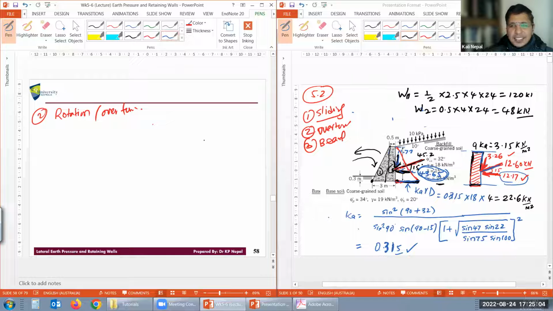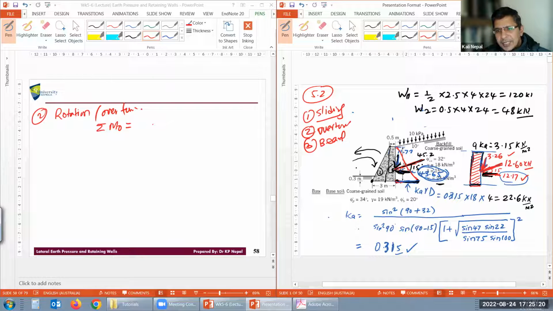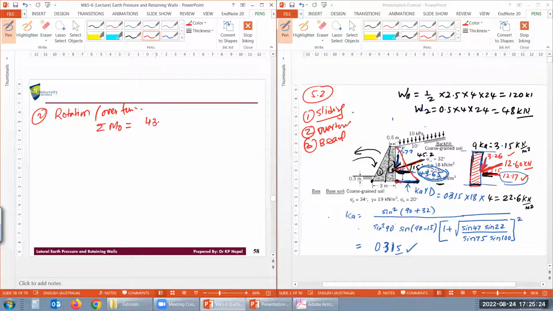Now let's start from this one, overturning moment. Okay, so M_O, sum of all M_O. What will overturn, what will help to overturn? That is both horizontal forces, right? That horizontal as well as that horizontal. So how much is that? First horizontal, 43.65, right? That's the first horizontal.